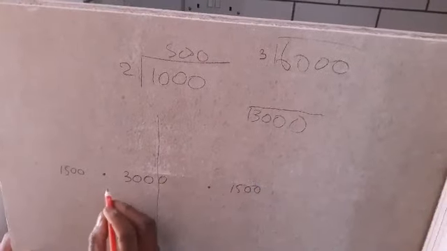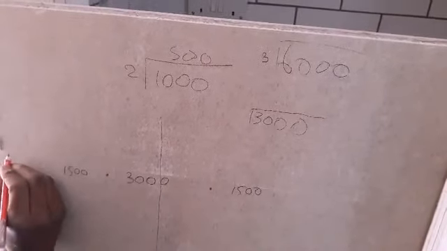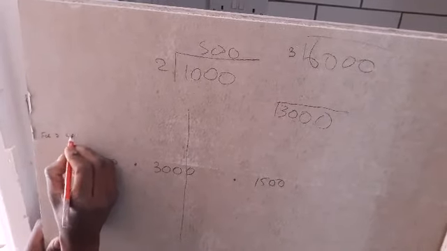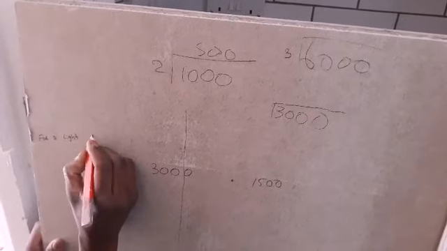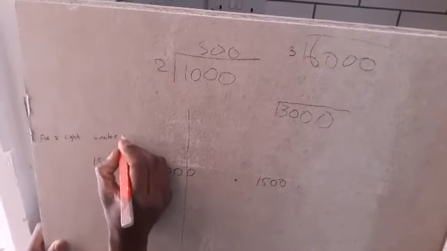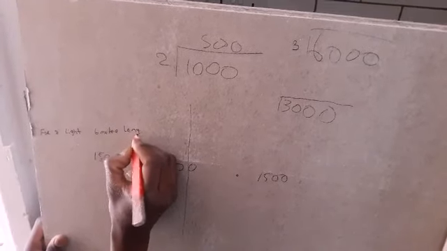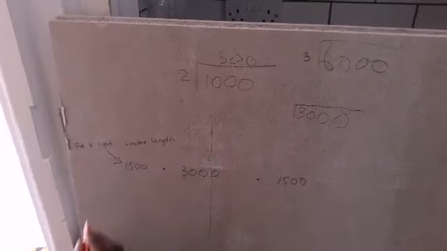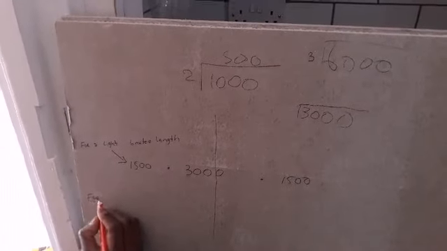Alright, so for two lights, for two lights, a 6 meter length. Like this. Cool? For 3 lights.